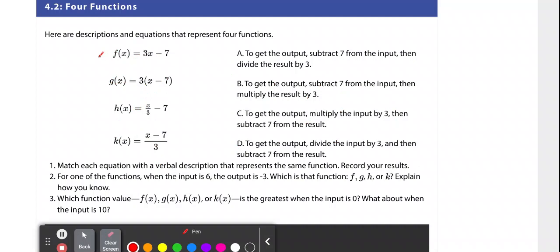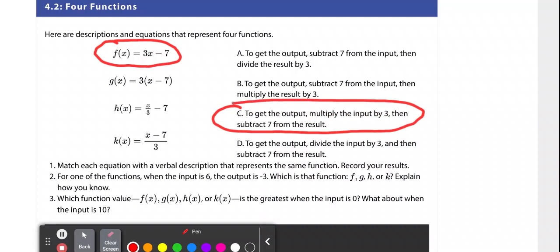So let's take a look at f of x. F of x is 3 times x minus 7. One thing not to get confused by is that everything here has a 3 and a 7. It's just that we're doing different things. The input x is multiplied by 3. Then we subtract 7. To get the output, multiply the input by 3. Then subtract 7 from the result. So C accurately reflects f of x.